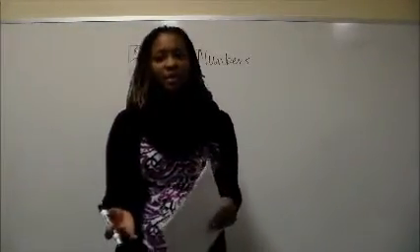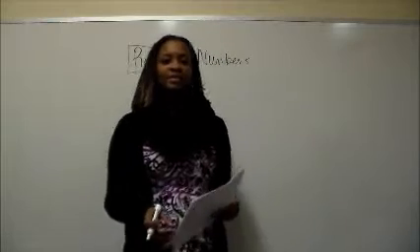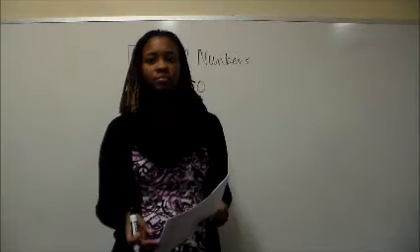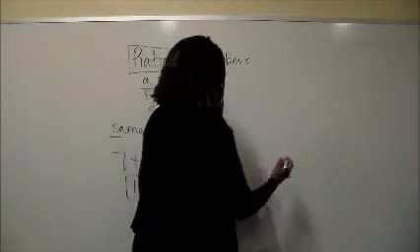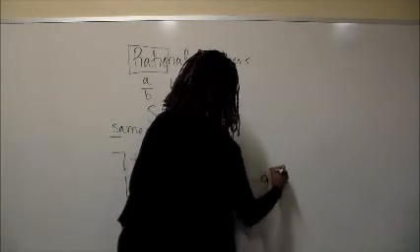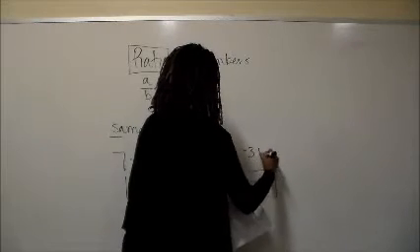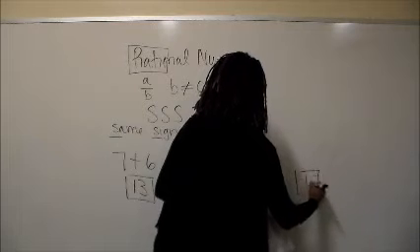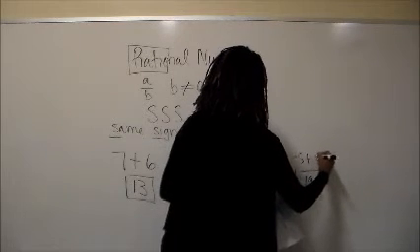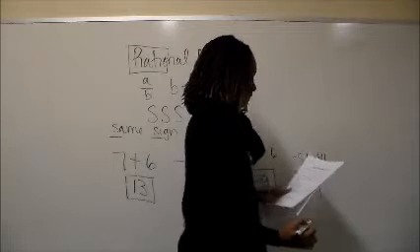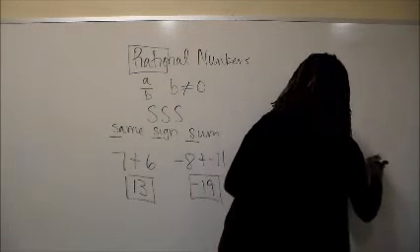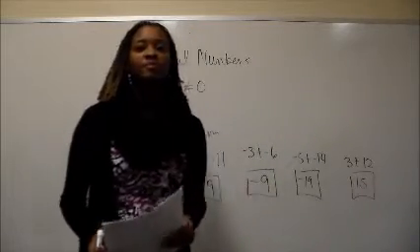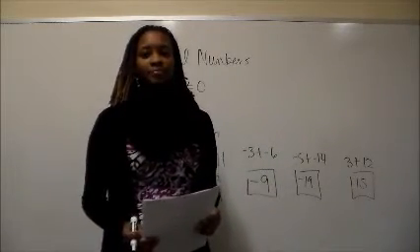Now you do the next 3. See if you get the following answers. Pause this video to check your work. Did you get negative 9 when you added negative 3 plus negative 6? Negative 19 when you added negative 5 plus negative 14? And positive 15 when you added 3 plus 12? Make sure you got those right.